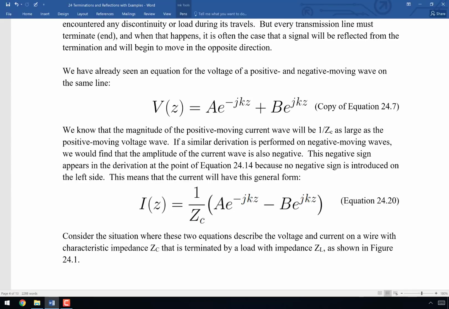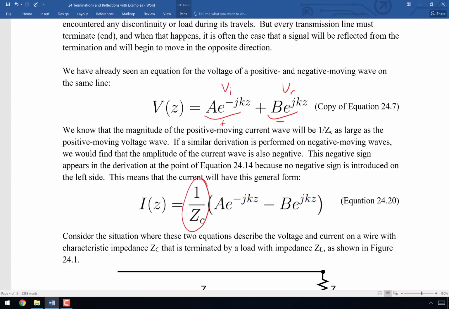We've already seen an equation for the voltage of a positive and negative moving wave. So this is the positive moving wave, and this is the negative moving wave. You could also think of this as the incident voltage, and this is the reflected voltage. Now, we don't really do the transmitted voltage like we did with the dielectric materials. We just have incident and reflected. We know that the magnitude of the positive moving current is 1 over Z_c as large as the positive moving voltage. So we can take whatever the amplitude of the voltage was, multiply that by 1 over Z_c, and that will give us the amplitude of the current.